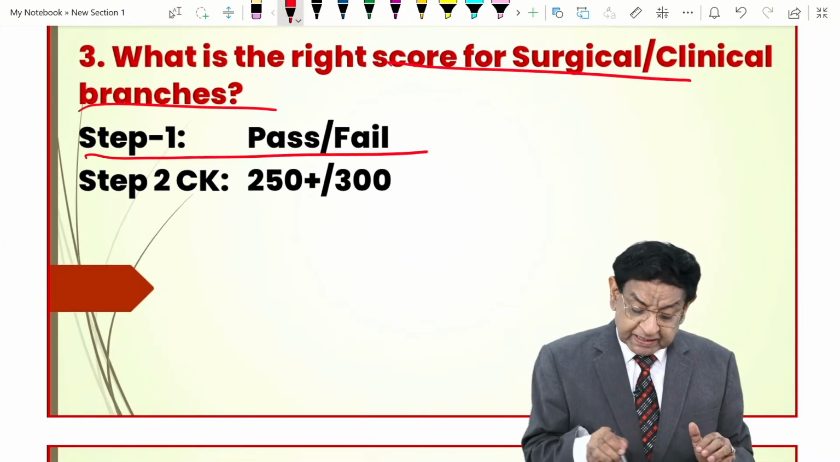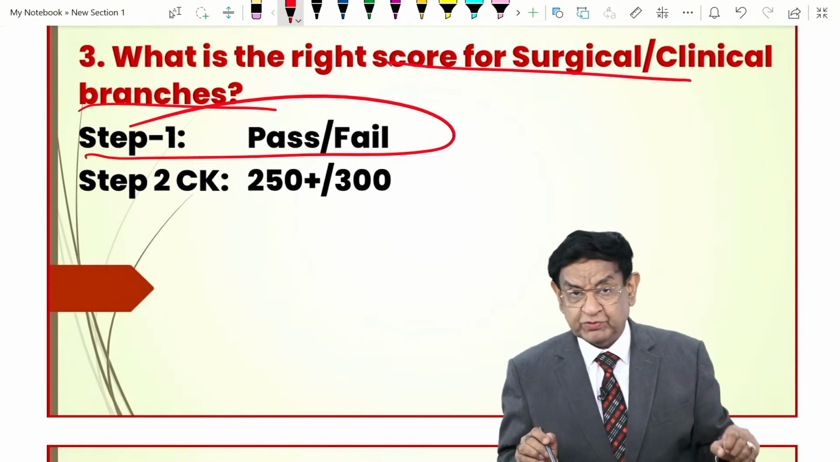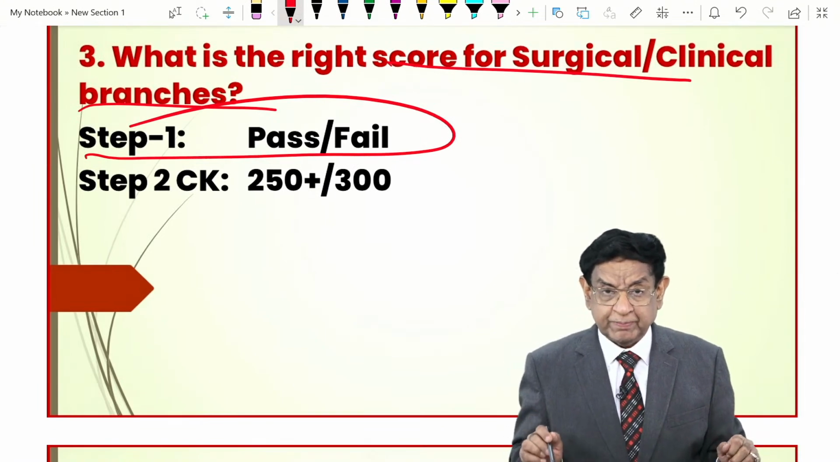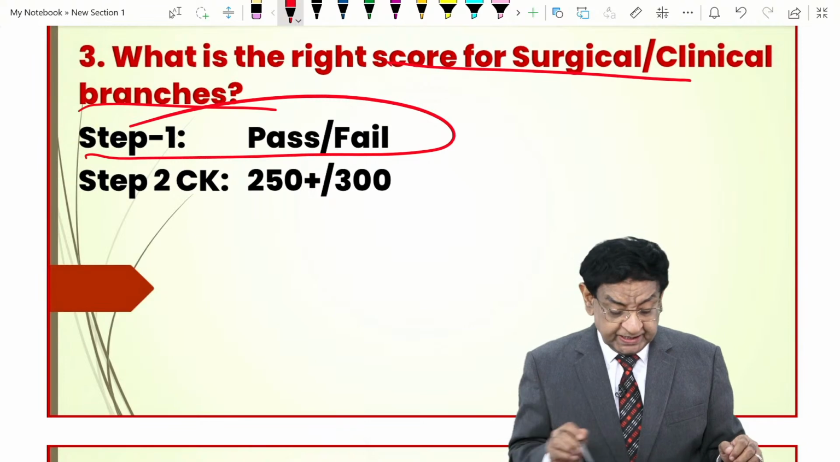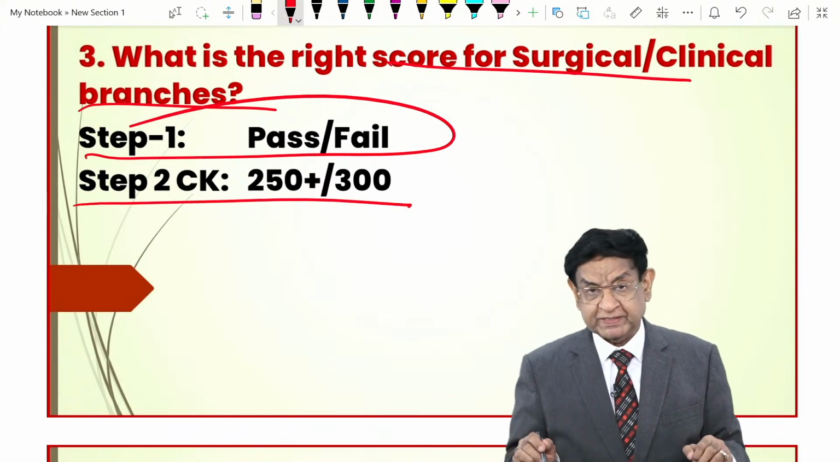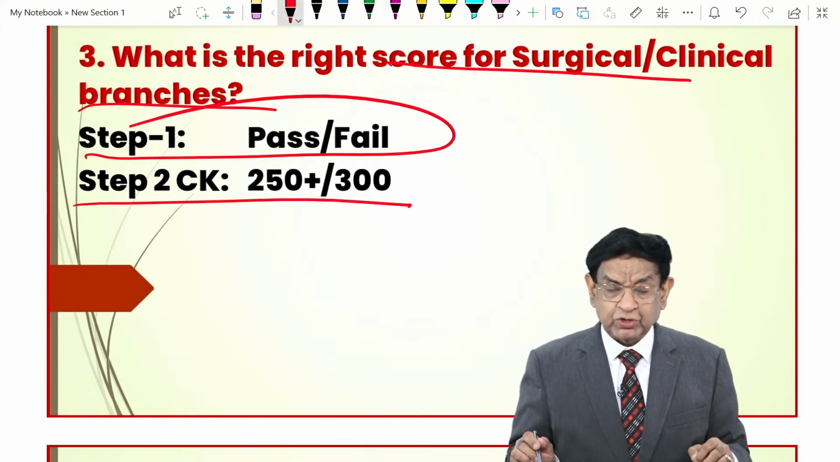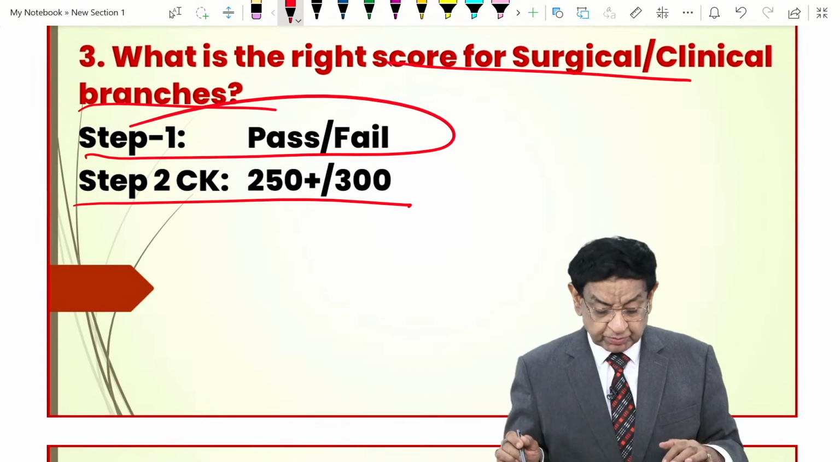Now, Step 1 is pass-fail. I told you previously, before 26 January 2022, it used to be marked. But now they have made it easy. For Step 2, you should have 250 plus marks. Then only you get a good college, a good university, and good branches.